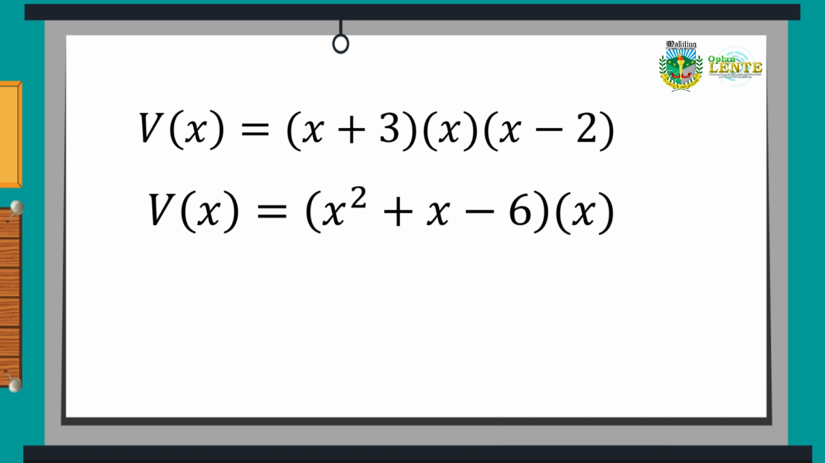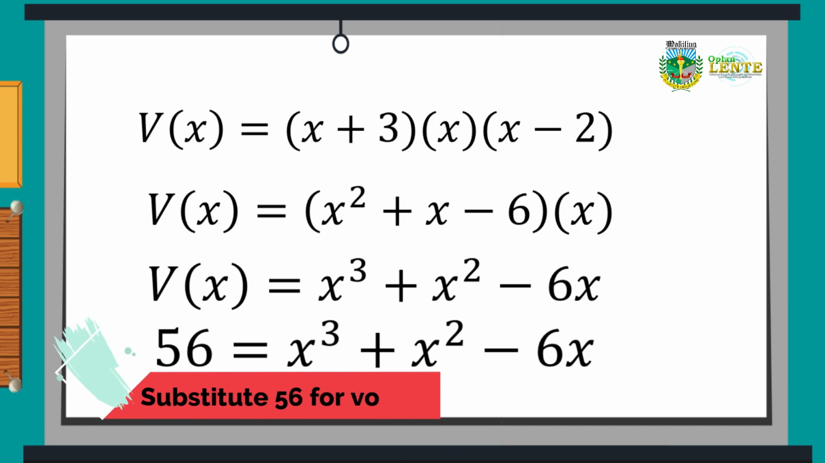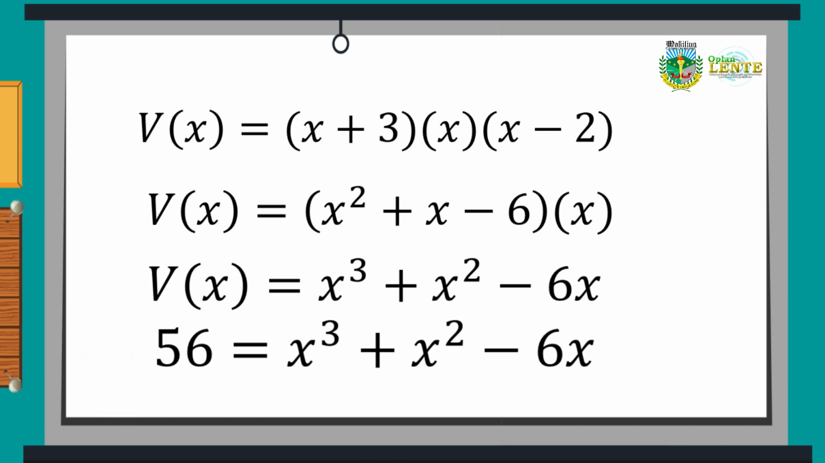Then multiply this result by x, and it will give us V of x is equal to x cubed plus x squared minus 6x. Last, let us substitute 56 for the volume. And we now have 56 is equal to x cubed plus x squared minus 6x.